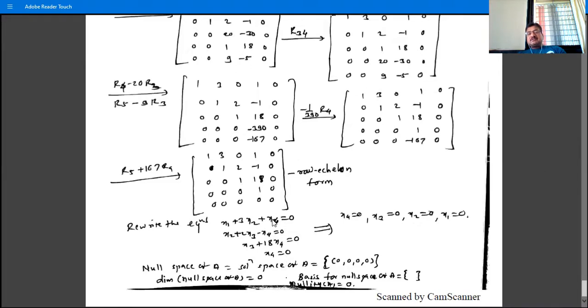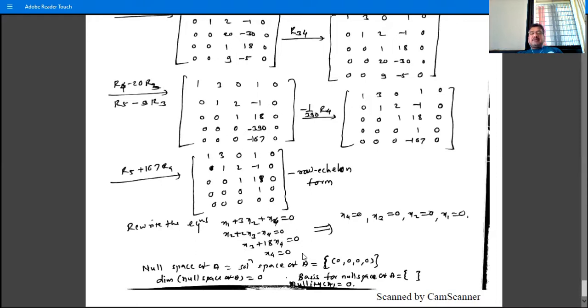So by using back substitution, we have x4 is 0, x3 is 0, x2 is 0, x1 is 0. So no need to assign any variables, because there are 4 variables, and after rewriting the equations from row echelon form, we have 4 equations and 4 unknowns. So no need to assign a variable.